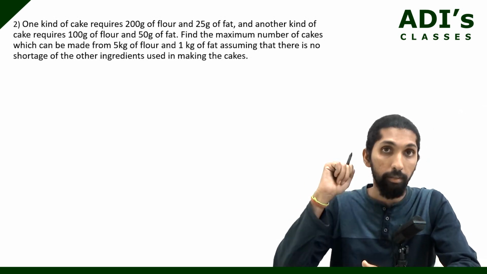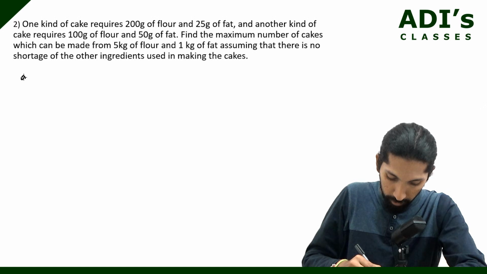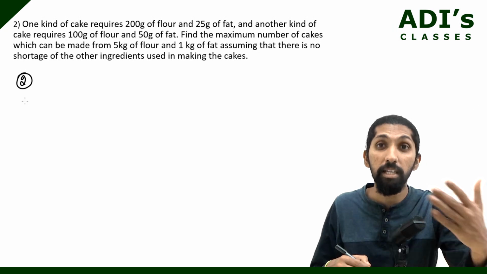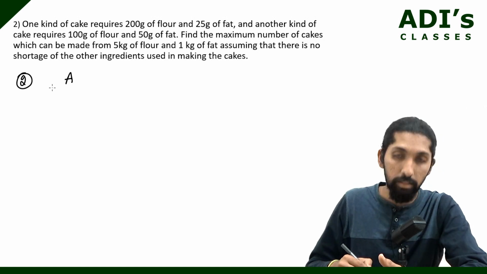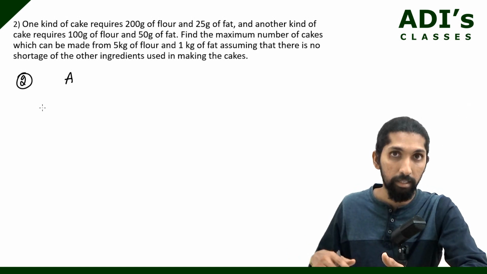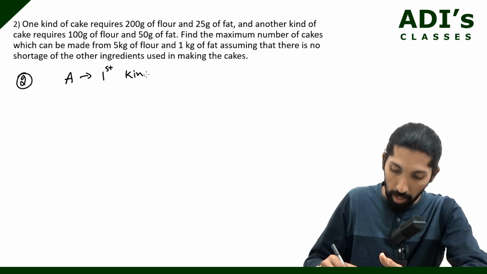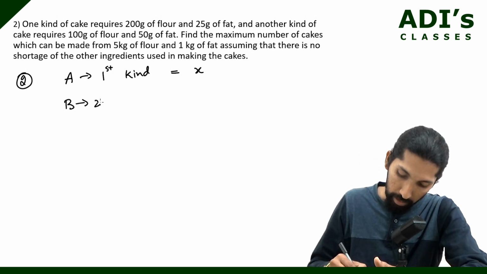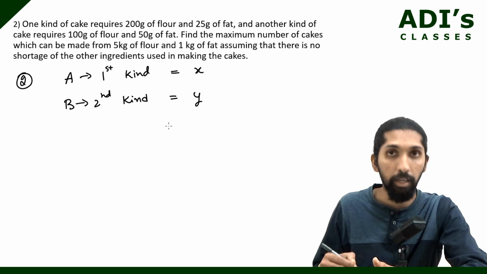So how do we go about it? First we need to assign the decision variables. For the second one, there are two kinds of cake. Let's call them A and B, or X and Y, because they're asking how many cakes there are. A is the first kind of cake, and we can make X number of cakes with this one. And B is the second type, and we can make Y number of cakes with this.